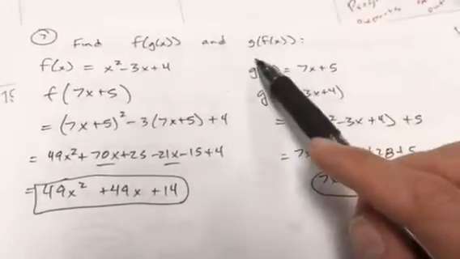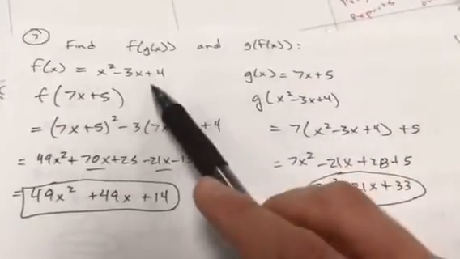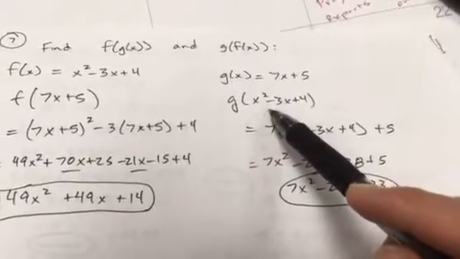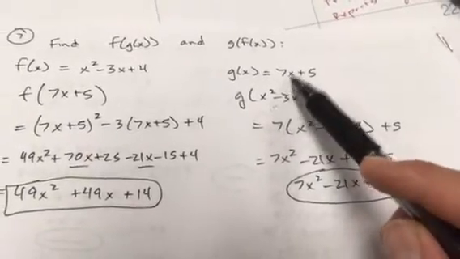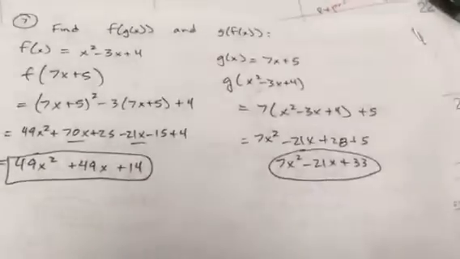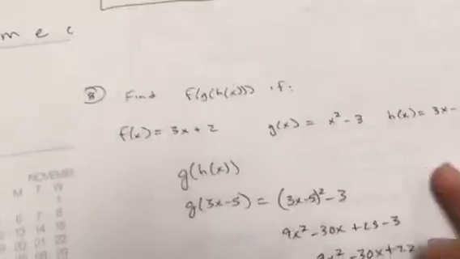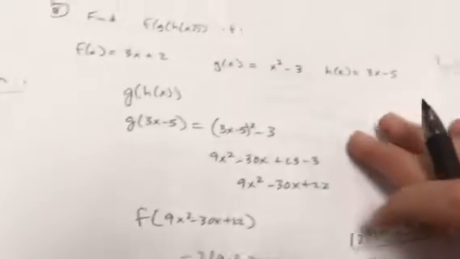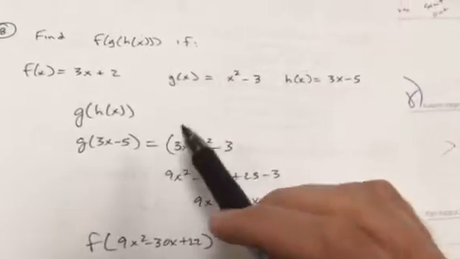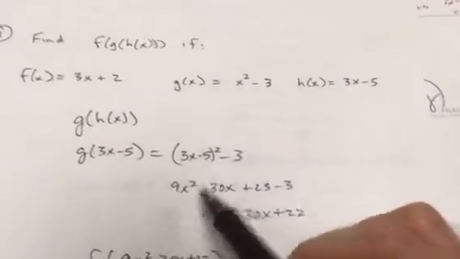g of f of x means I take f of x, just rewrite it there, and I plug that in for x just once right there. It's a lot, but it's just simple distribution. All right, and it's like inception style composition here.